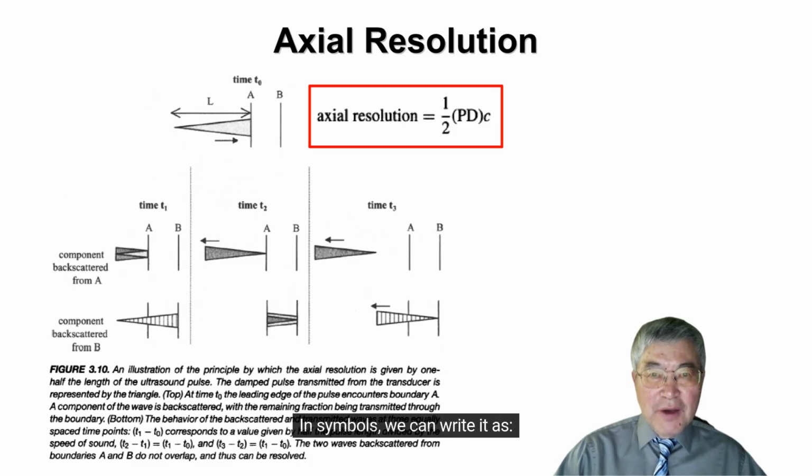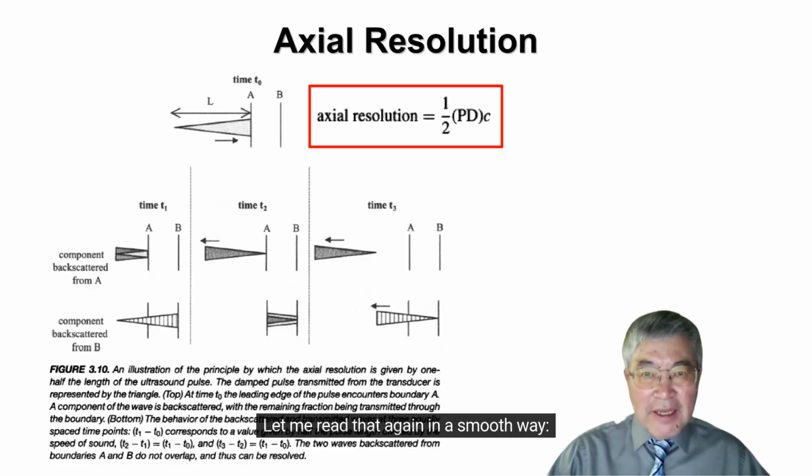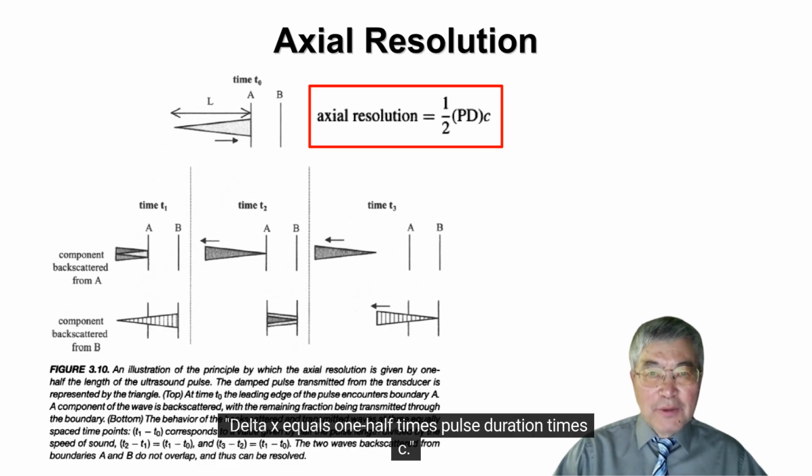In symbols, we can write it as delta x equals 1/2 times pulse duration times C. Let me read that again in a smooth way. Delta x equals 1/2 times pulse duration times C.